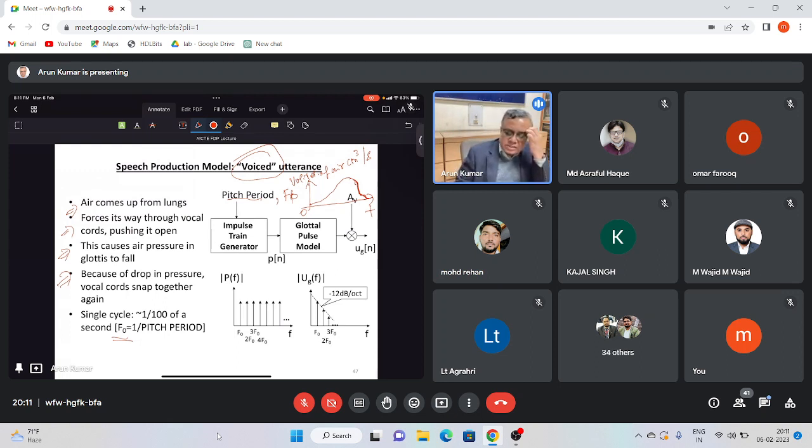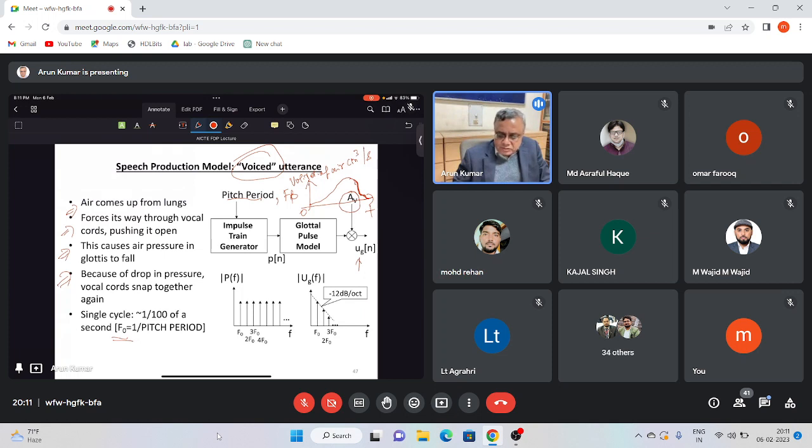The impulses are input to this glottal pulse model, and then you can suitably scale by an amplitude gain factor AV, and the output of this is the glottal signal, that is UG of N. So this is part of the model. We will complete it as we go along.